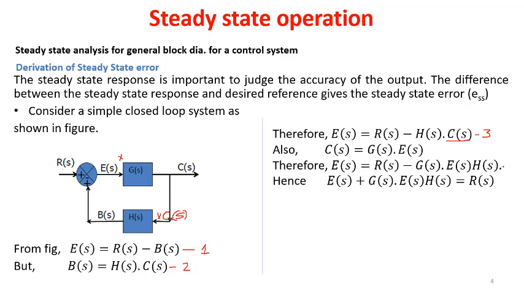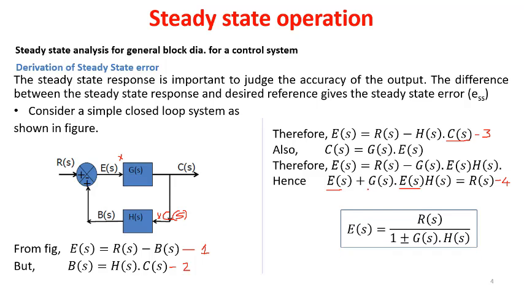Here we are rearranging this equation. We get E of S equal to R of S, and this minus G of S into E of S into H of S is taken to the other side. We get E of S plus G of S into E of S into H of S equal to R of S. This is equation number 4. So we have here E of S, here E of S. Taking E of S common, we get E of S equal to R of S whole divided by 1 plus G of S into H of S. So this is equation number 5.